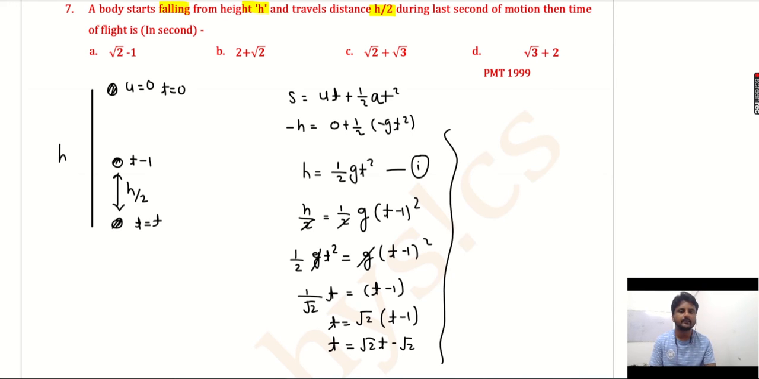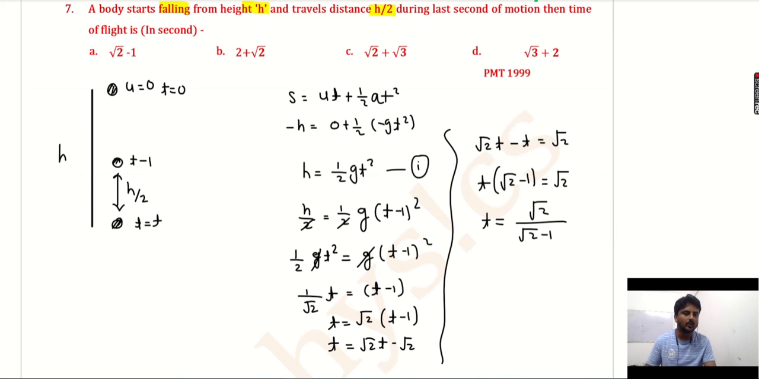So solve for this. √2 t - t = √2. So t into (√2 - 1) = √2. So t is equal to, the answer will be √2 divided by (√2 - 1). This is the answer. But observe one thing, it is not matching with any option.